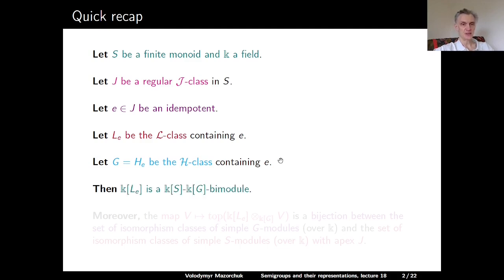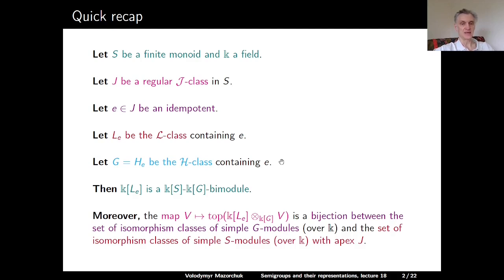Now the linearization of our left class LE becomes a bimodule, where the semigroup S acts on the left and our group G acts on the right. Furthermore, we send a simple G module V over our field K to the top of the module obtained by inducing V all the way up to S using our bimodule, so we use a tensor induction. We take K of LE and tensor over K of G with V. This is an S module, and this module has a simple top, so we take this top.